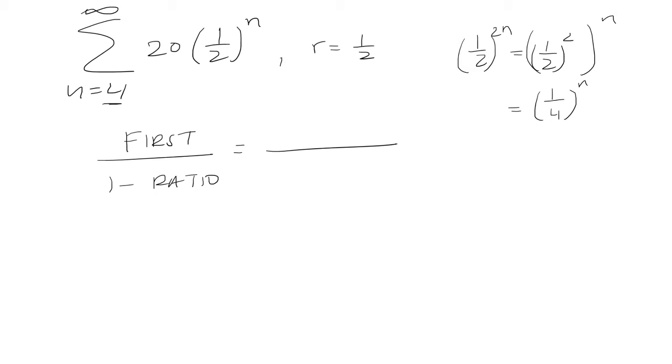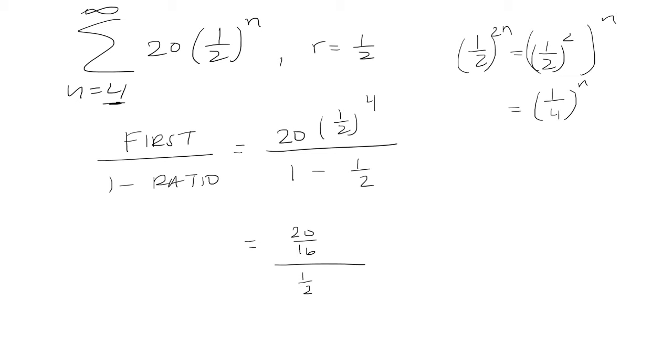The first term is when n is equal to 4. So let's plug in n equals 4 into our formula. And then let's divide that by 1 minus our ratio. Now 1/2 to the 4th is 1 over 16. So we have 20 over 16. And then 1 minus 1/2 is 1/2.